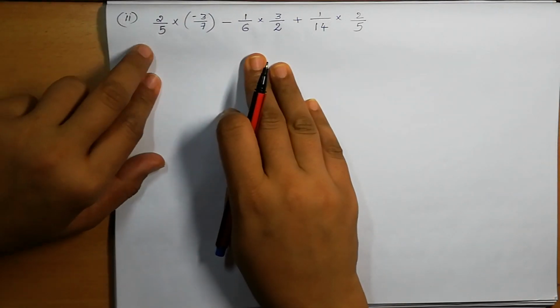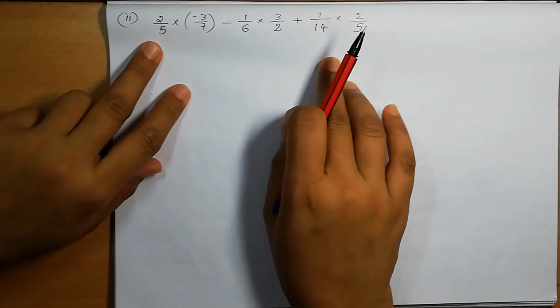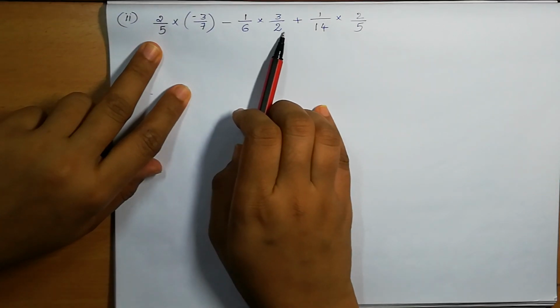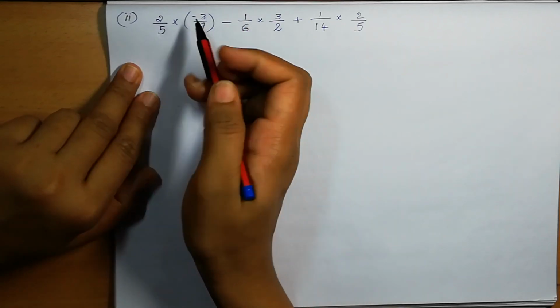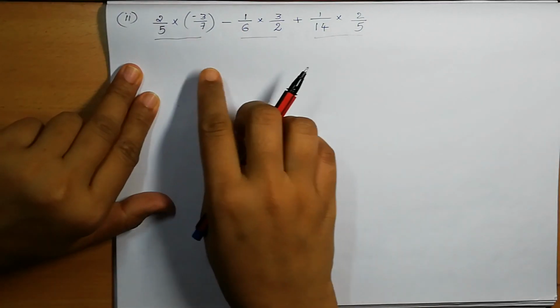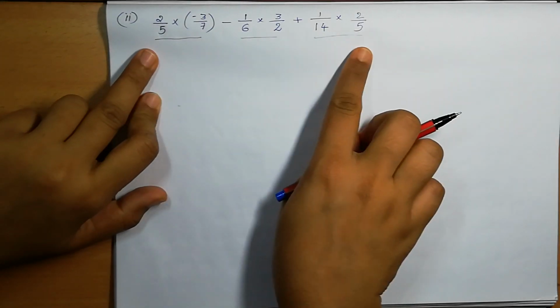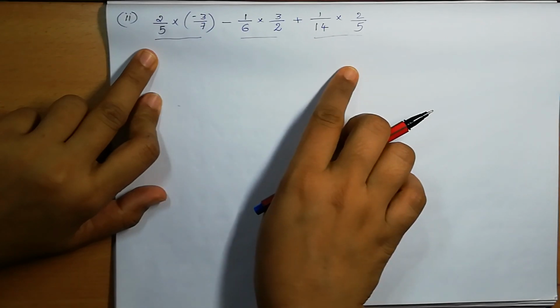Second part. Using appropriate property we need to simplify. 2 by 5 into minus 3 by 7 minus 1 by 6 into 3 by 2 plus 1 by 14 into 2 by 5. Here also how many terms are there? 3. First term, second term and third term. Okay. So here also in the first and third term 2 by 5 is there. That means these two terms we can write together.